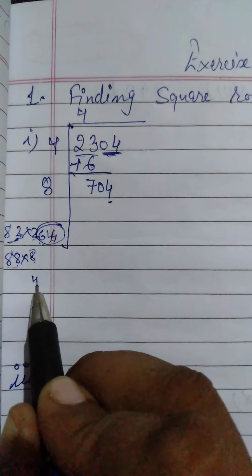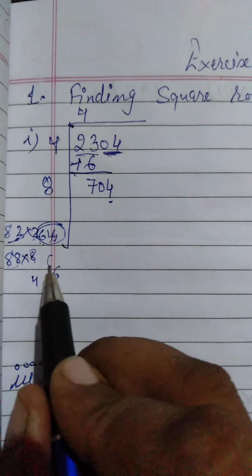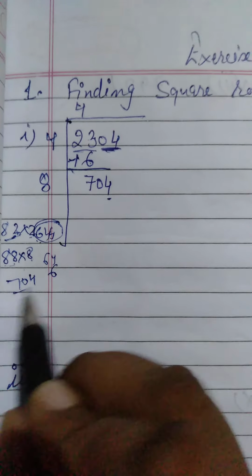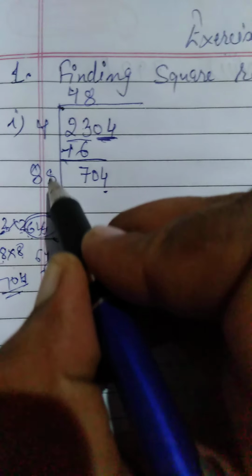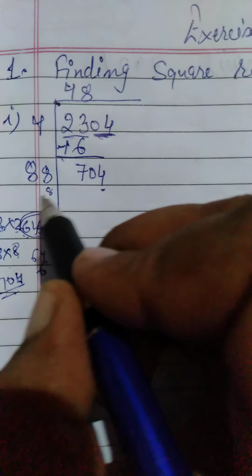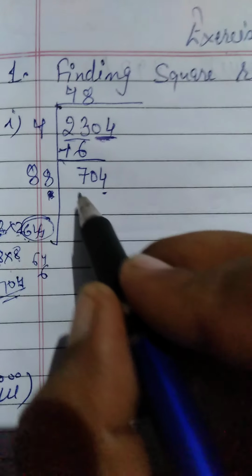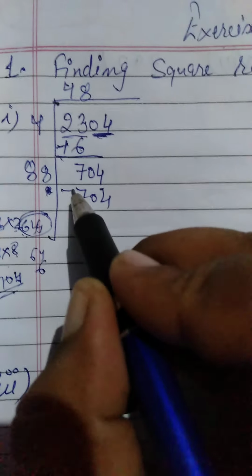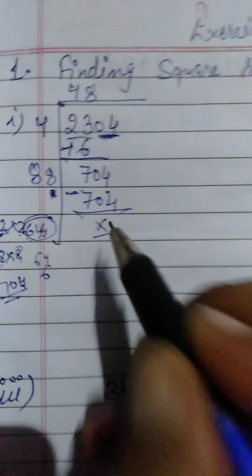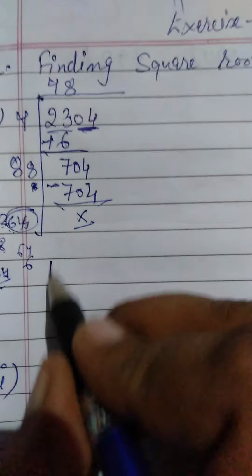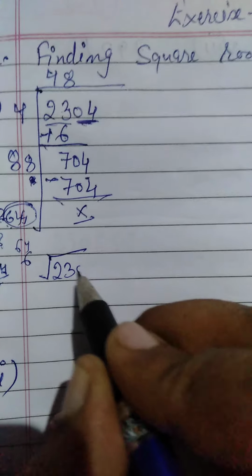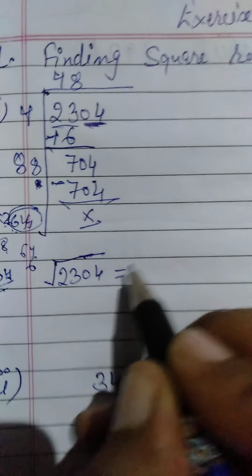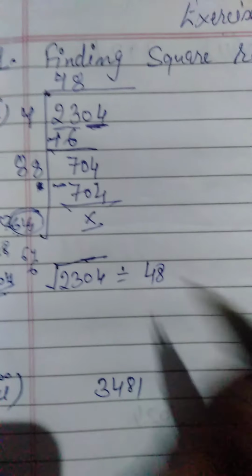8 8s are 64, carrying 6. 8 8s are 64 and 6 is 70, so 704, right? So let it go at 8. So you will multiply this 88 by 8 and you will get 704. Subtract it and you will get 0, right? So the square root of 2304 is 48, right?